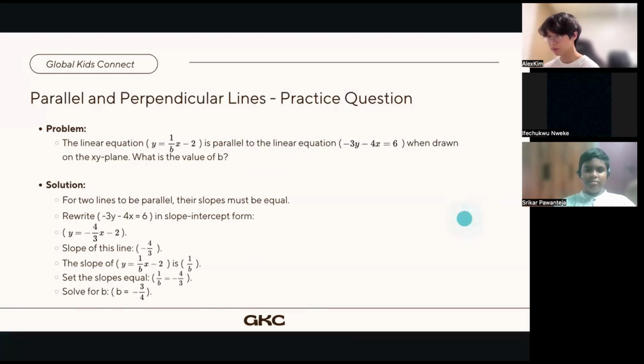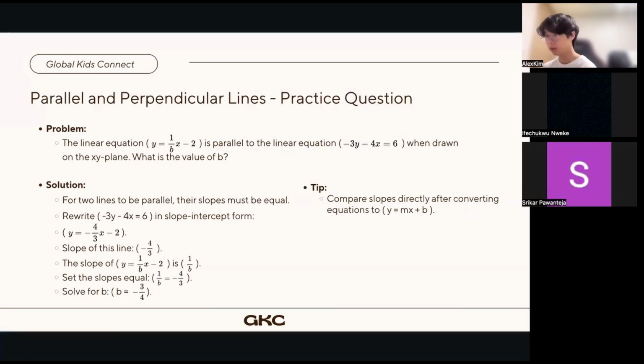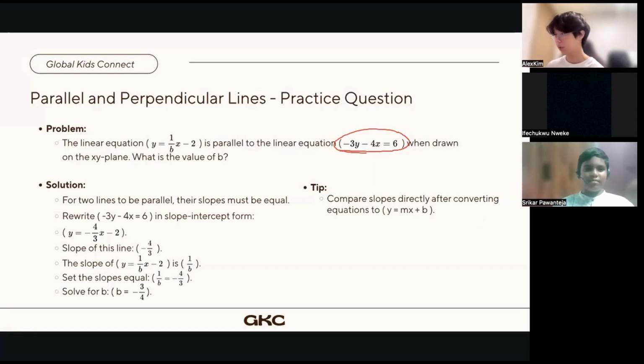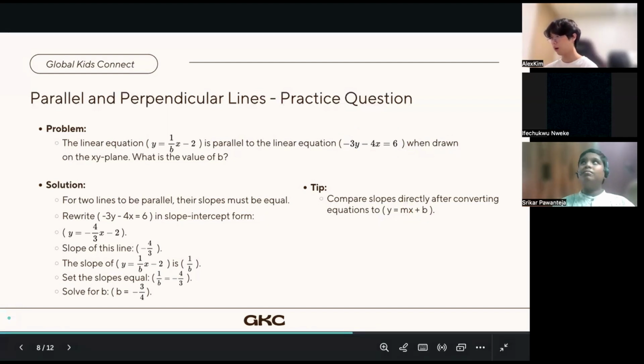Same thing here. For the tip, always compare slopes directly after converting the equations. What this means is that we had the second equation in a form that is not useful to us. So you should always convert it to this form of a linear equation so that we can directly compare what the slopes are. That's the only thing you have to remember for these kinds of questions, and we will now move on.